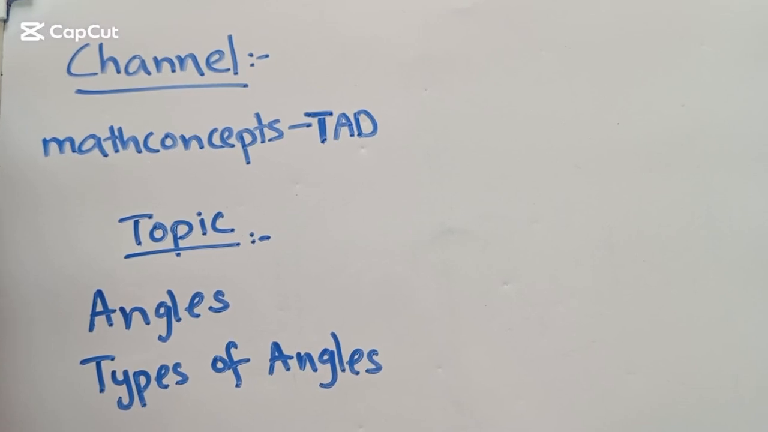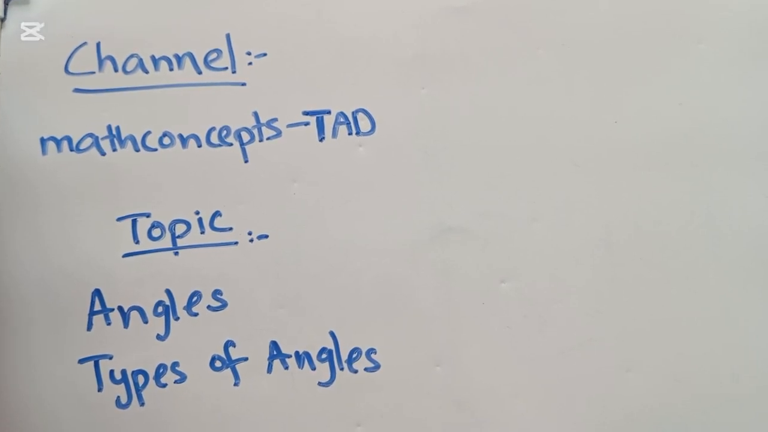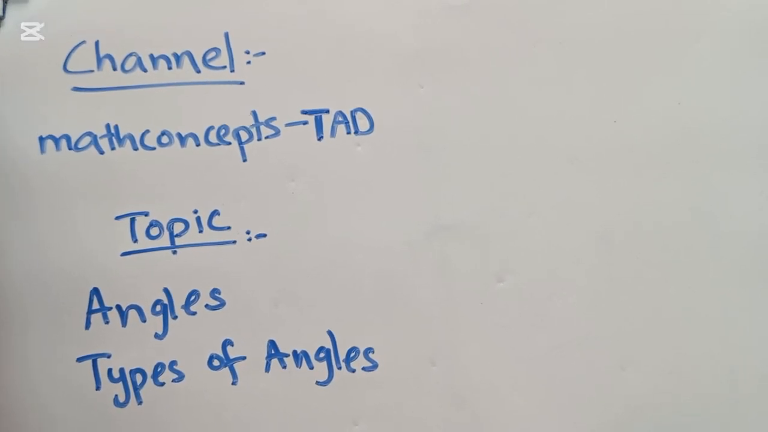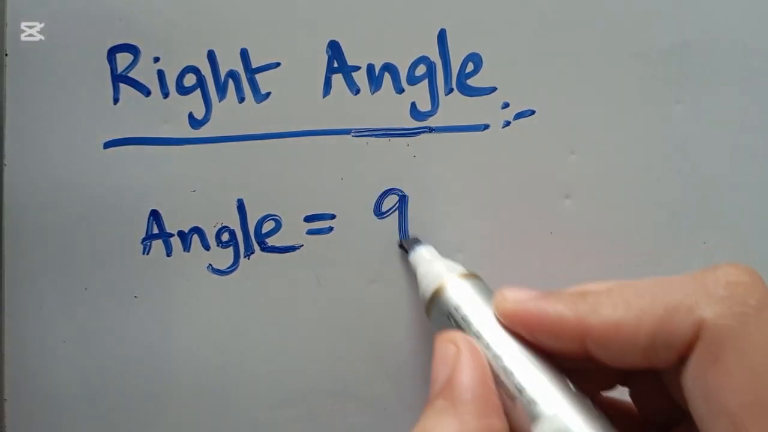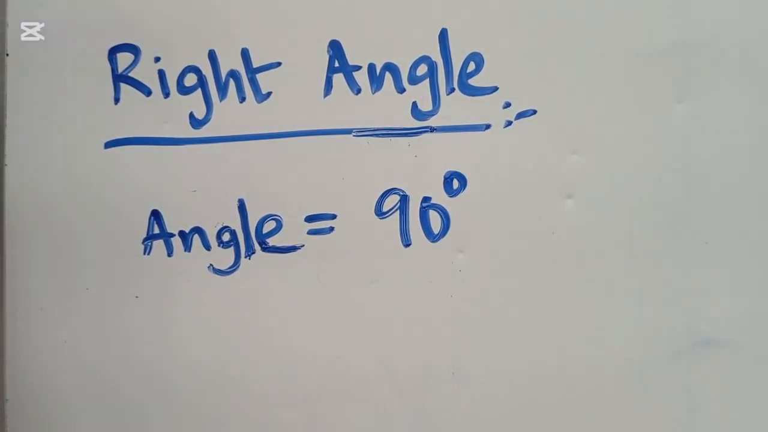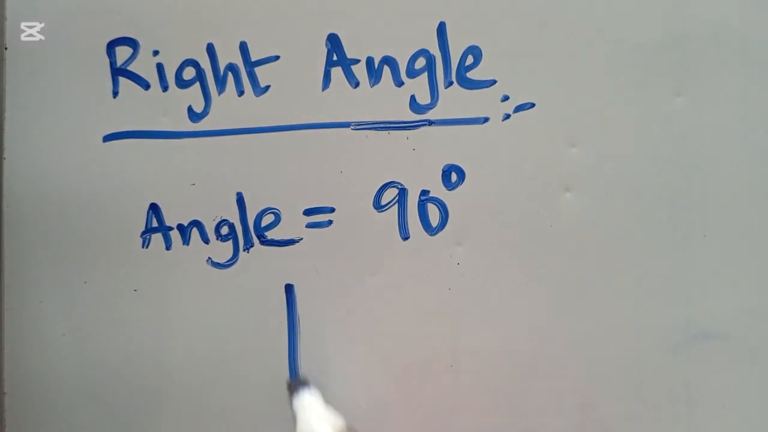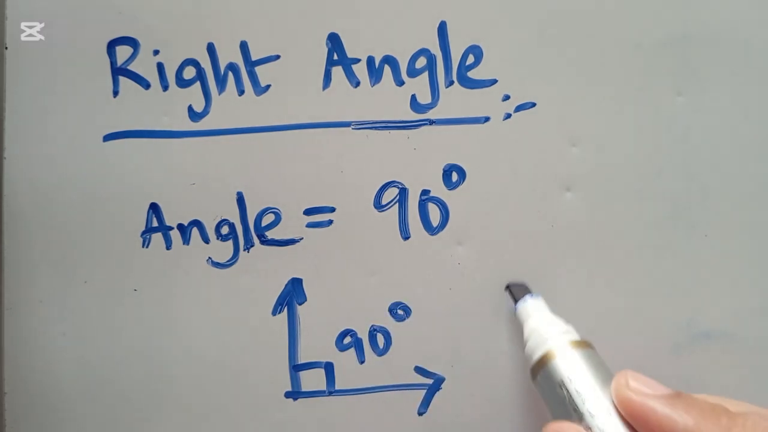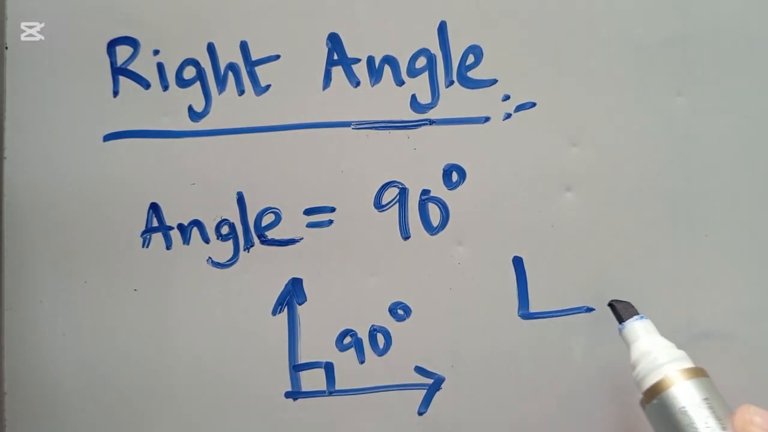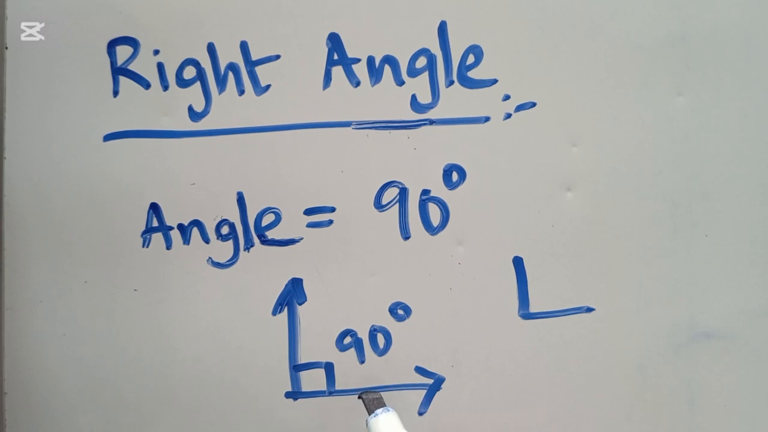In math concepts, our today's topic is angles and its types. So let's start. Starting from right angle, any angle that is equal to 90 degrees is called a right angle. And when we draw this right angle with the help of a protractor, it gives us the shape of an L of the English alphabet. So this is the shape of a right angle and it is always 90 degrees.